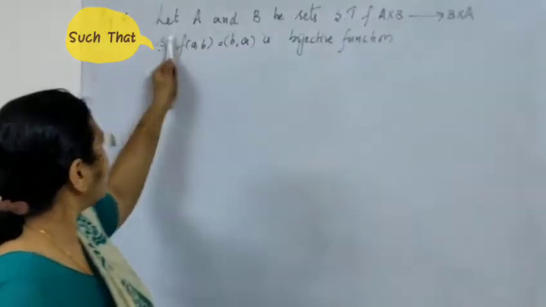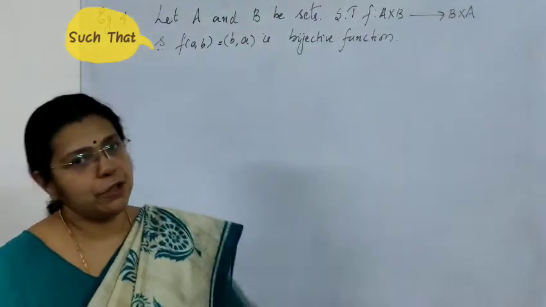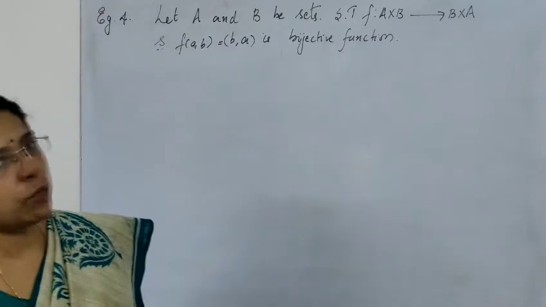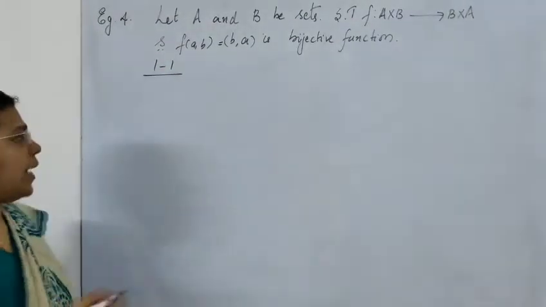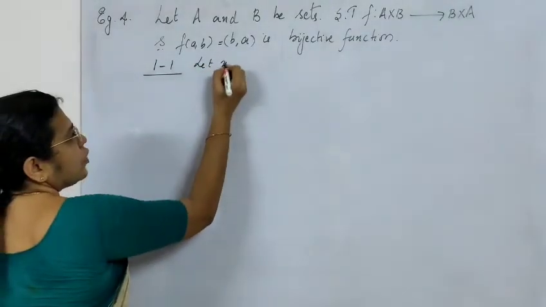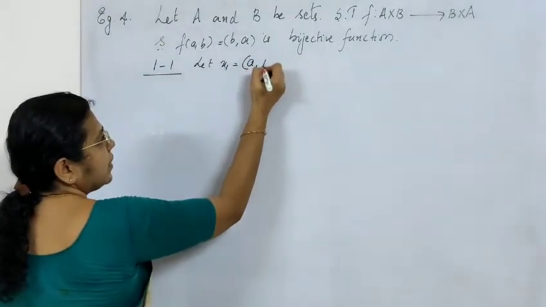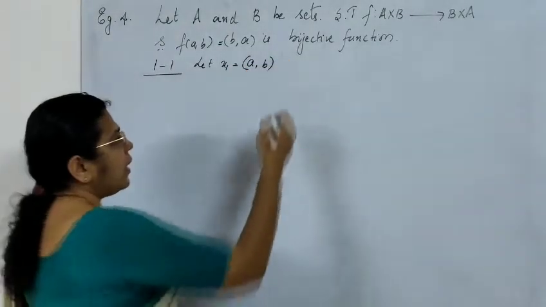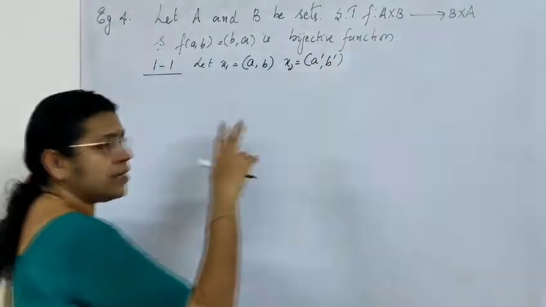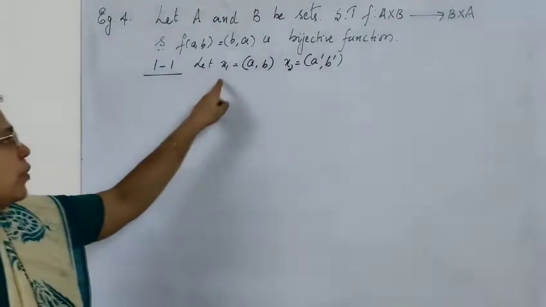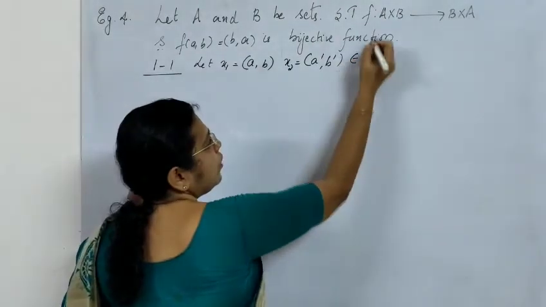This is the function that is given. f of (a, b) is equal to (b, a) is a bijective function. So, bijection means what? It is one-one and onto. So, let's check for one-one. Let x1, as I told you, be an ordered pair. So, I take x1 as (a, b), and x2 I take as (a', b'). I have taken two ordered pairs. So, x1 equals (a, b) and x2 equals (a', b') belong to the domain of the function.